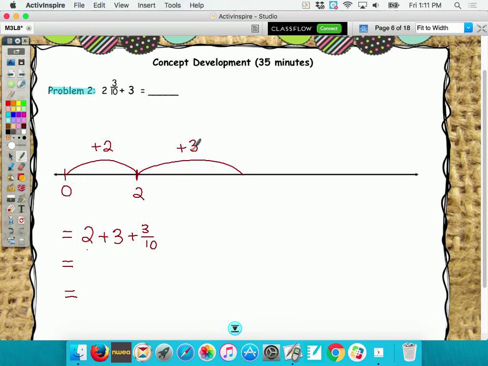Notice I didn't write anything at the bottom yet. Okay, if I add 3 to the whole number of 2, what does that take me to? 5. Okay, so that's my next row. 5 plus 3/10. Miley, did you write 5 plus 3/10 down here?